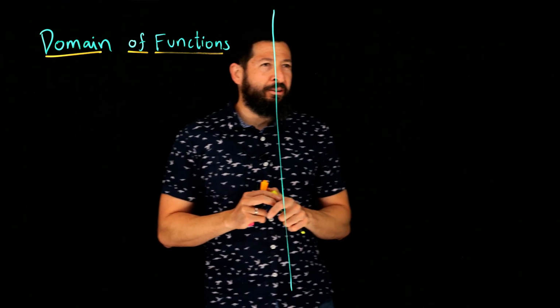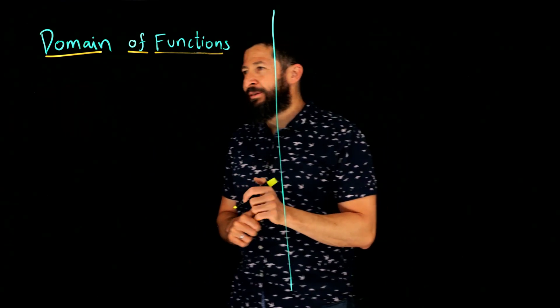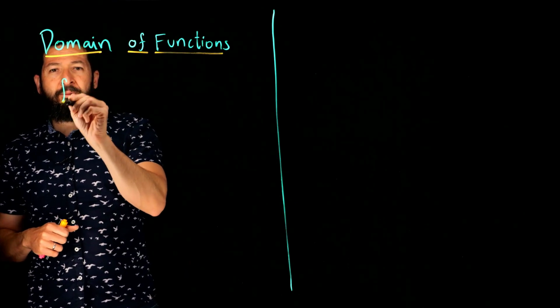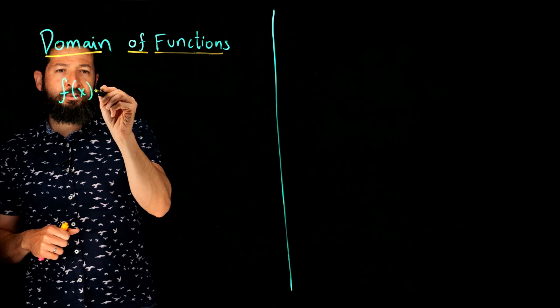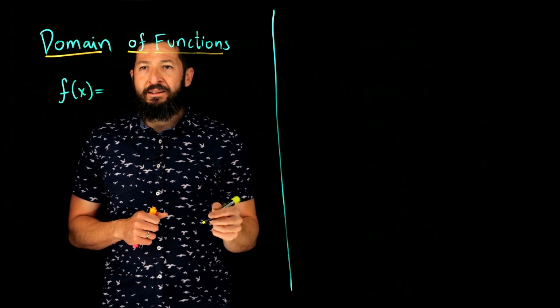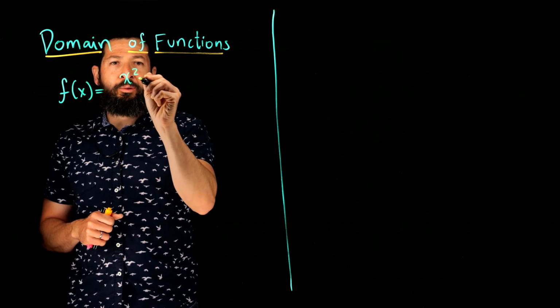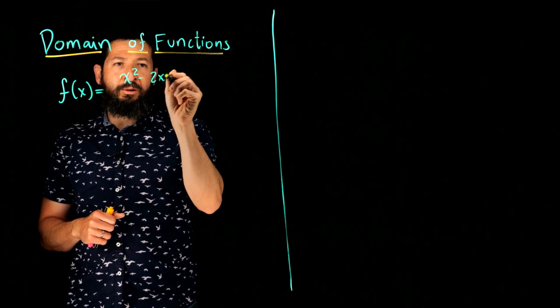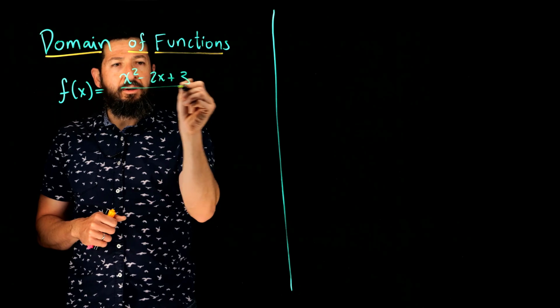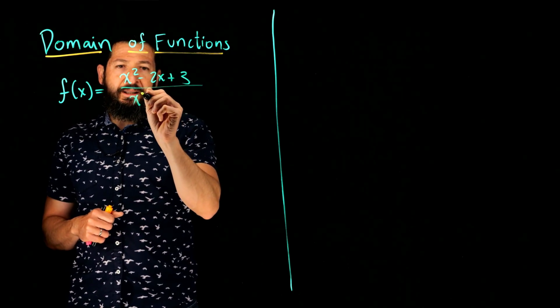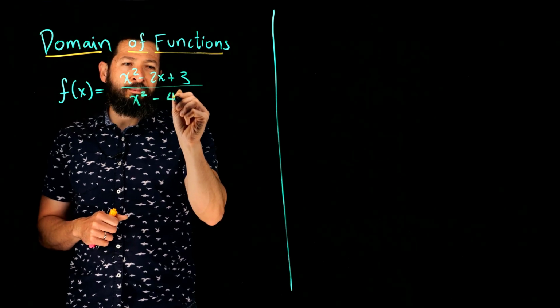All right, so now we're going to talk about the domain of a function. So functions that we're going to be using in calculus, things like rational functions. So what is a rational function? It's a function that is a polynomial divided by another polynomial. So let's say something like x squared minus 2x plus 3 all over x. Let's do x squared minus 4, something easy to factor.